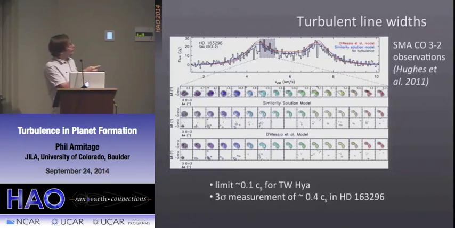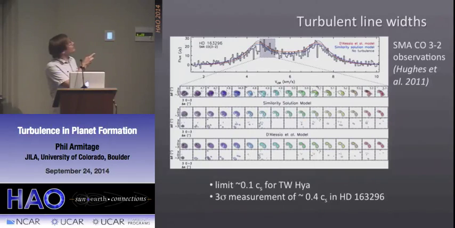And indeed, Hughes and collaborators looked at this for two systems, and for TW Hya, that almost face-on disk I showed right at the start, they did not make a measurement, but they did obtain a limit, which was at the level of 1/10 of the sound speed. And that, remember, is the level at which we expect to see these turbulent signals in the line shape.